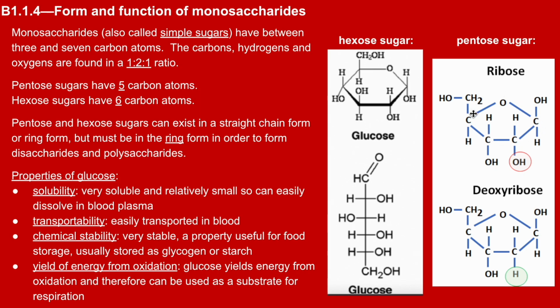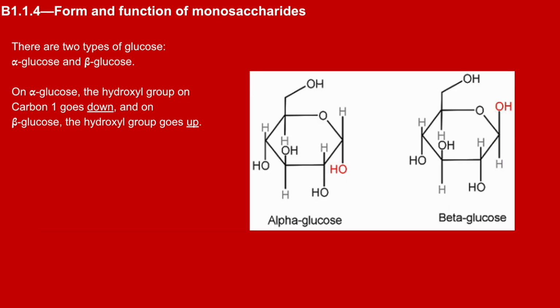Okay, ribose sugars are going to have 5 carbons, so does deoxyribose. Some properties of glucose make it really great for our energy input. It's very soluble, so it's easy to dissolve in blood plasma and therefore travel throughout the whole body. It's easily transported in blood and chemically stable. And we're able to get energy from it when we oxidize it through cellular respiration.